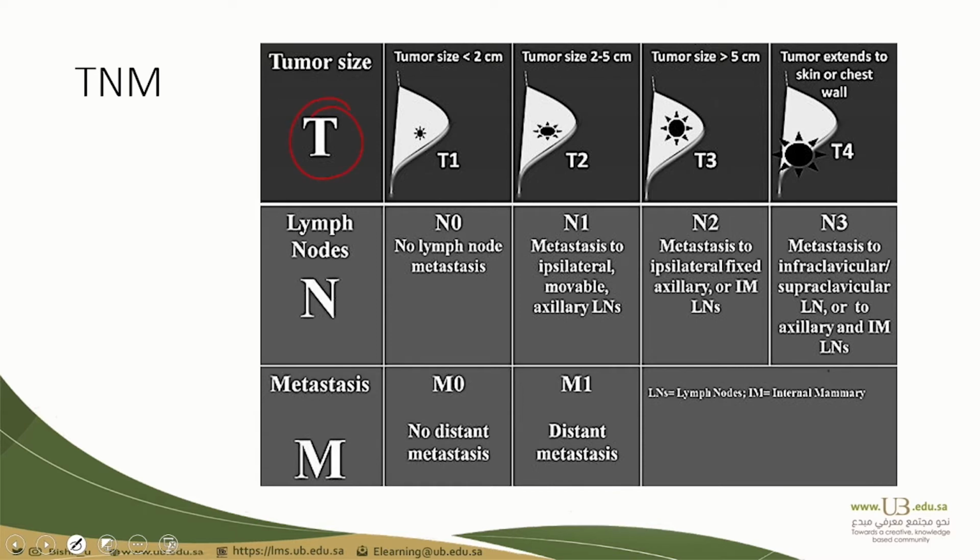T means tumor, this T classification. T1 means the tumor is less than 2 centimeters. T2 means that the tumor size is between 2 and 5. If the tumor size is more than 5, it is T3. And if the tumor extends to the skin or chest wall, we call it T4. But there is a sub-classification of the T4.